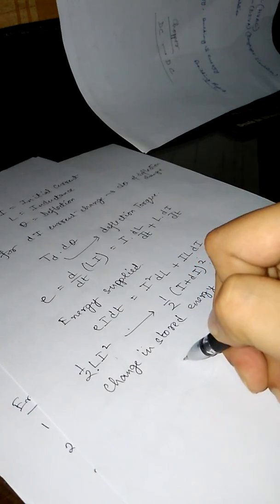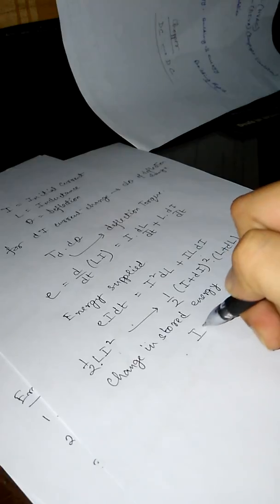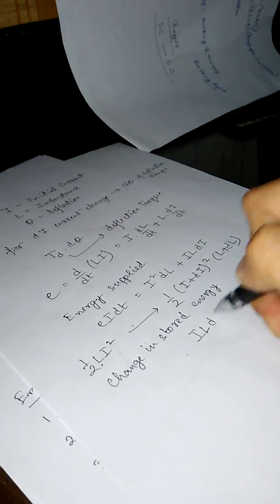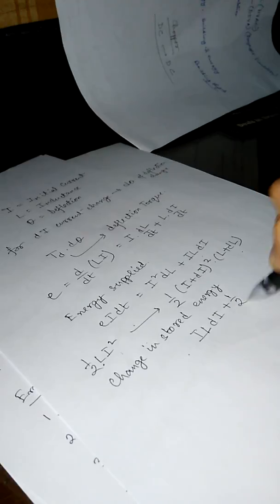If we neglect the higher order terms, then what will happen? The form is IL dI plus half I square dL. Actually you have to do the subtraction between these. If we do the subtraction, the half L I square term and another two or three terms are going to cancel out, and we neglect the higher order terms for our convenience. So this is the actual term we can get.